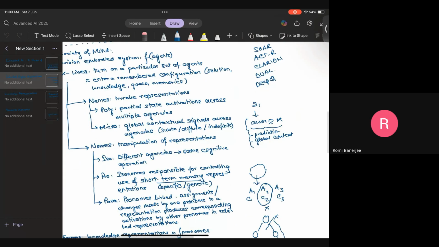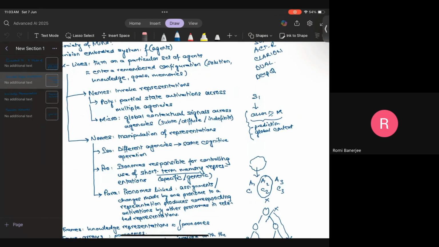Here, if you see, we were talking about memes and nodes, right? Activation of representations. We were talking about global contextual signals of positivity or negativity. So if you have a positive balance or a negative balance, then that is going to impact the way you react to a situation. And this operation is called priming.